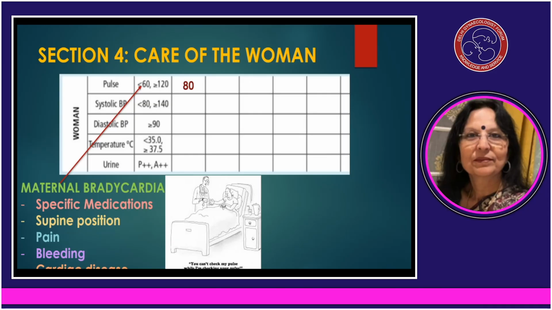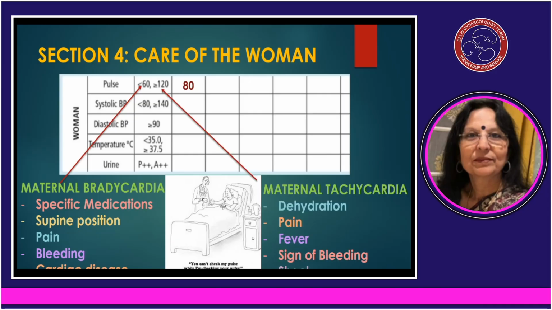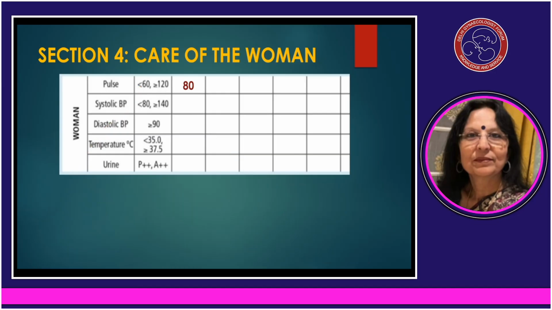Or if the patient is in supine position, there's a lot of pain or bleeding, or there's some cardiac disease. And in case there's a tachycardia, we have to look into whether there's any dehydration, pain, fever, any signs of bleeding or any signs of shock. Then the systolic blood pressure, if less than 80 or more than 140, and a diastolic blood pressure of more than 90 is very, very significant.